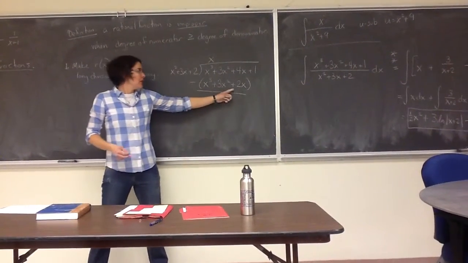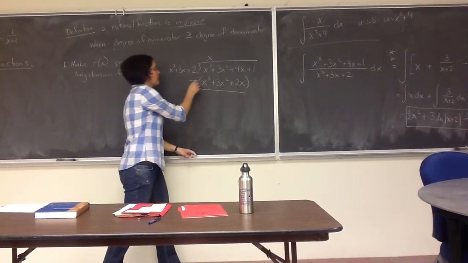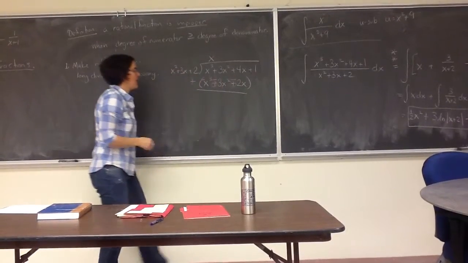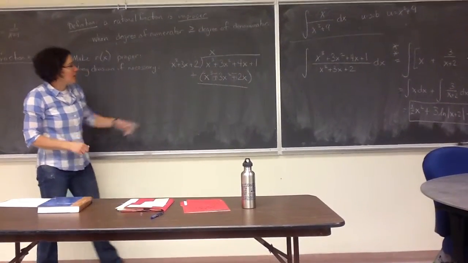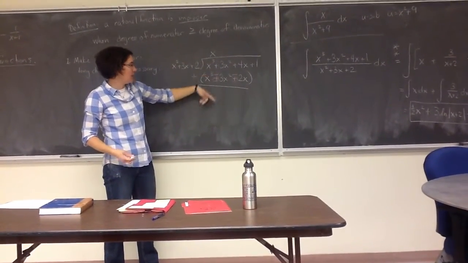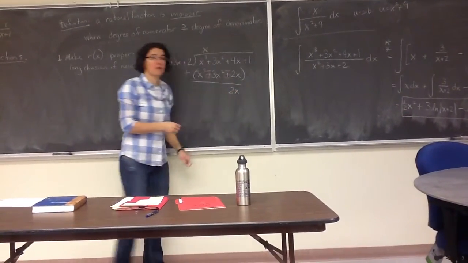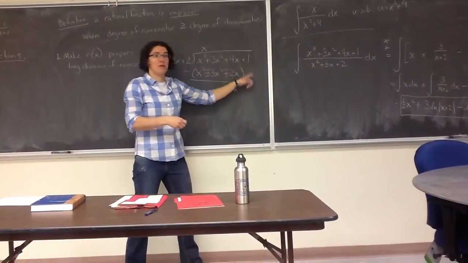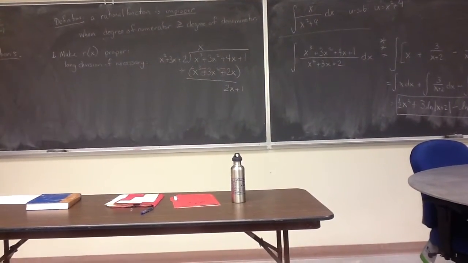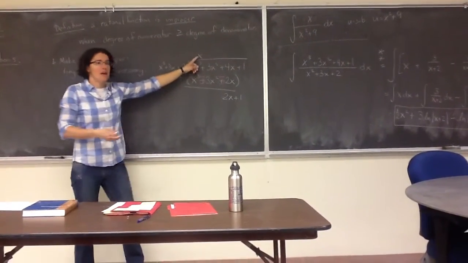Now, I need to be a little bit careful here, and you can certainly do this mentally, but I'm going to write this up on the board. I'm going to distribute this negative sign, so I change all of my pluses to minuses and all my minuses to pluses. When I do that, the x cubes cancel. 3x squared minus 3x squared leaves me with nothing. Then 4x minus 2x leaves me with 2x. And then I still have 1 minus 0, which is 1.